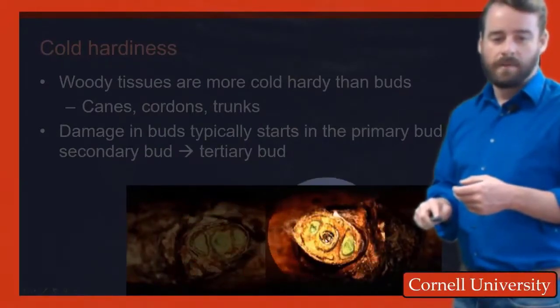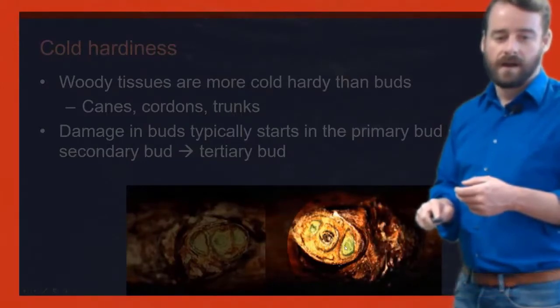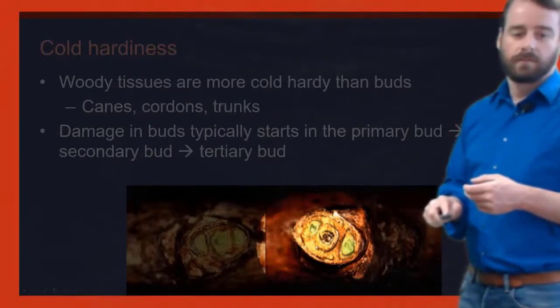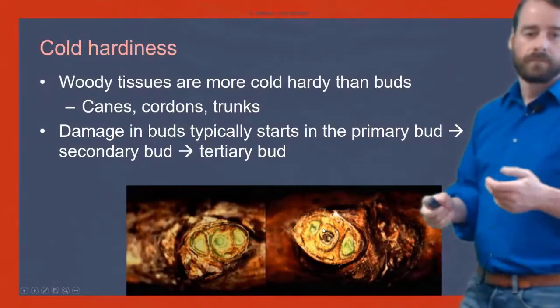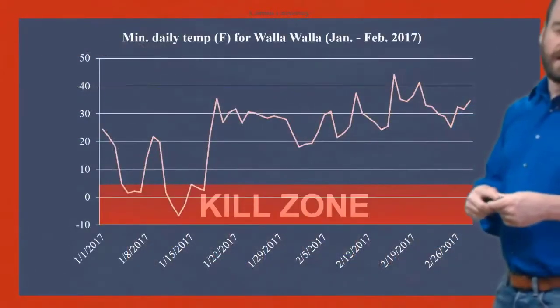So that's the primary there, and that's frozen out. All right, and then that's the secondary there. So in this case, you're going to get a little bit of crop, but it's going to be a smaller crop than what you would have had because this primary bud has been frozen. Okay? So yeah, this is kind of what things look like.